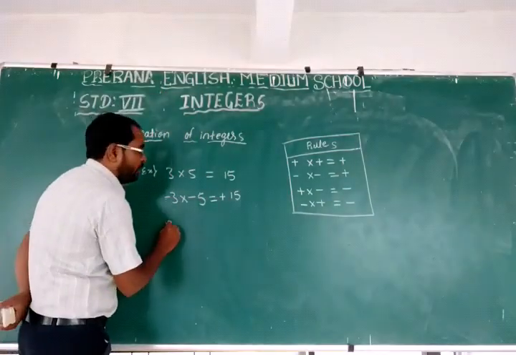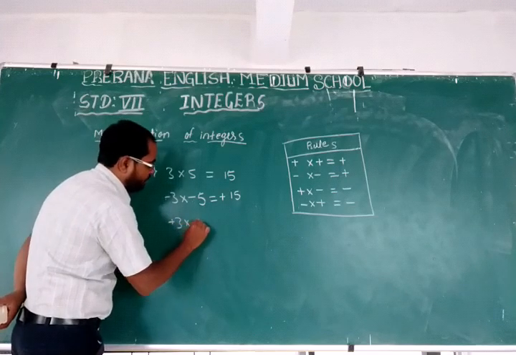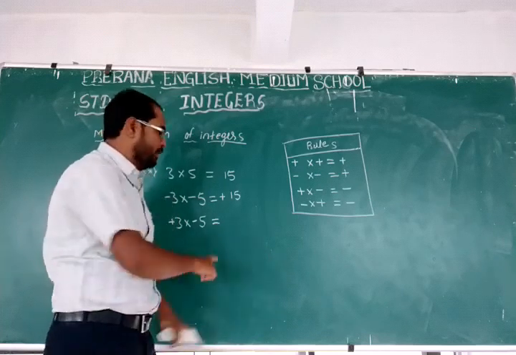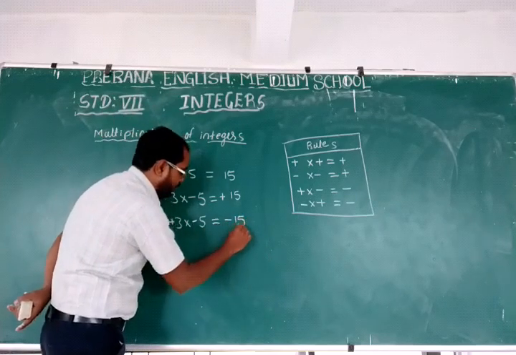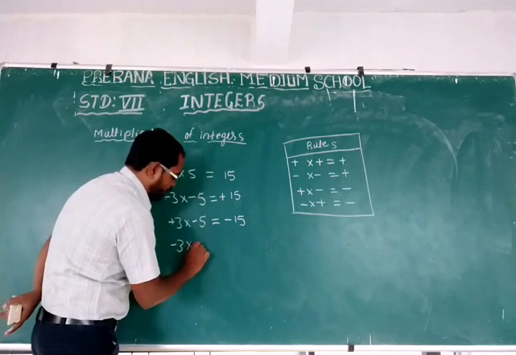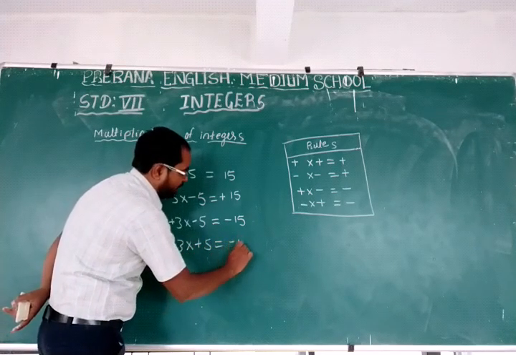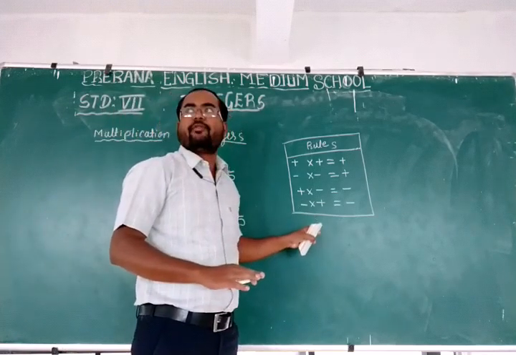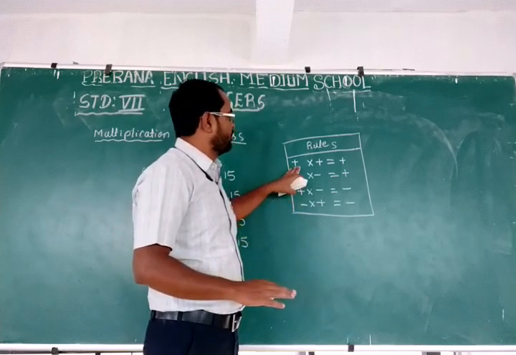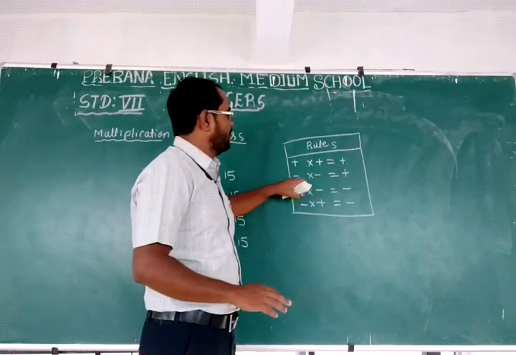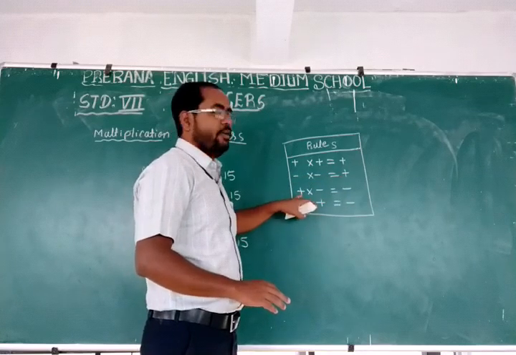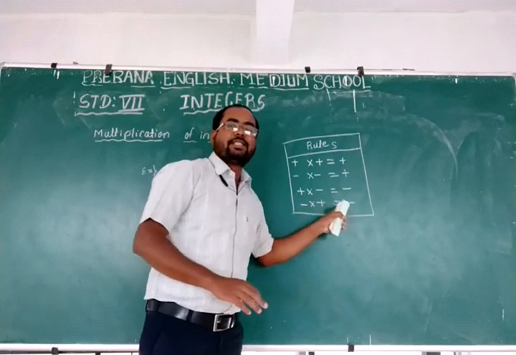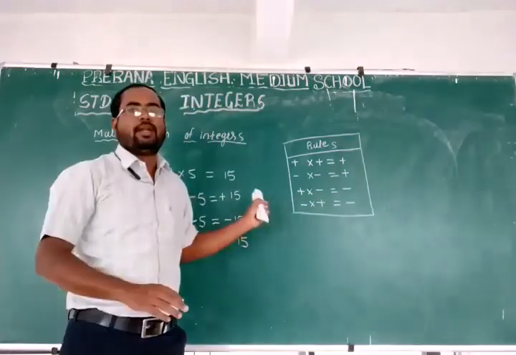Suppose, what if plus 3 into minus 5? So here, if it is plus into minus, then it will be minus 15. If it is minus into plus, then also it will be minus 15. So just remember this rule. This will be applicable for you in solving the future examples. If it is plus into plus, it will be plus. Minus into minus will be plus. If it is plus into minus, then you will get minus. Minus into plus, you will get minus. Remember this rule for the multiplication.